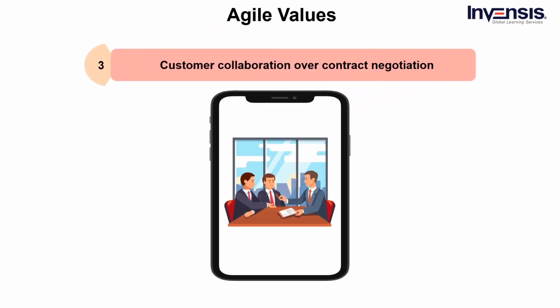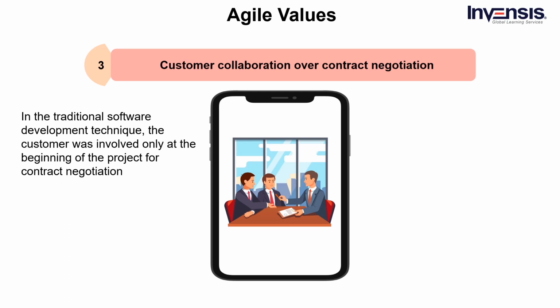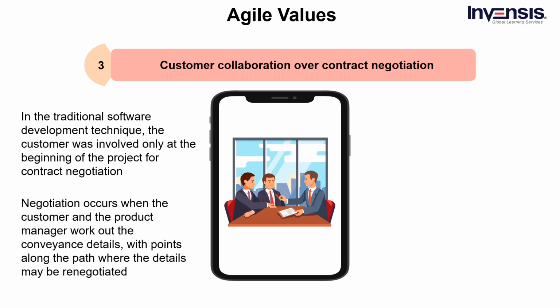Customer collaboration over contract negotiation. In the traditional software development technique, the customer was involved only at the beginning of the project for contract negotiation. Negotiation occurs when the customer and the product manager work out the delivery details, with points along the path where the details may be renegotiated. Collaboration is a variety of creature entirely.